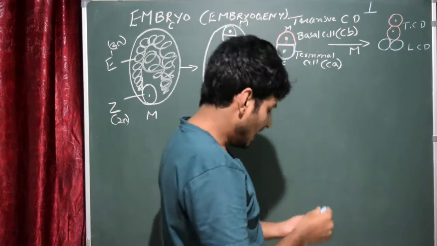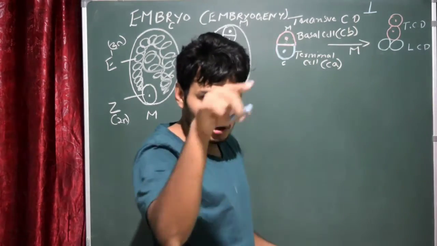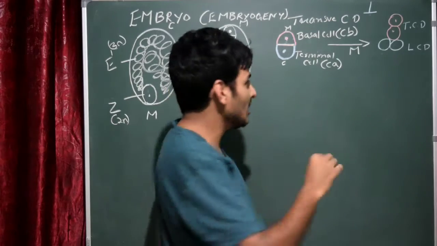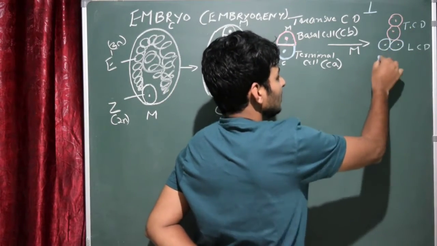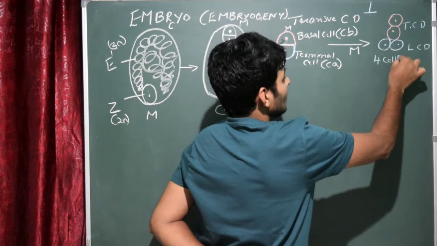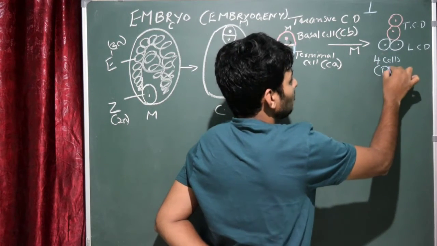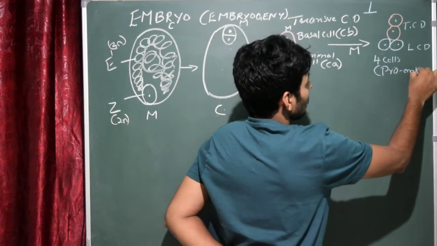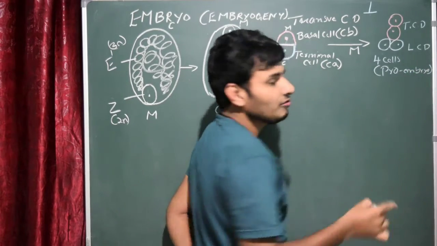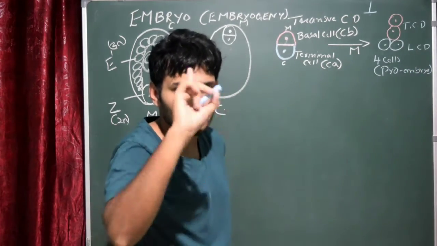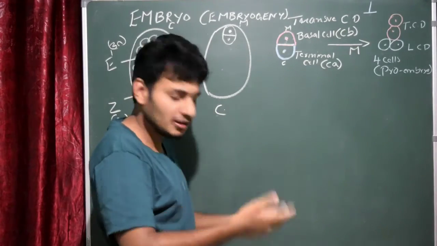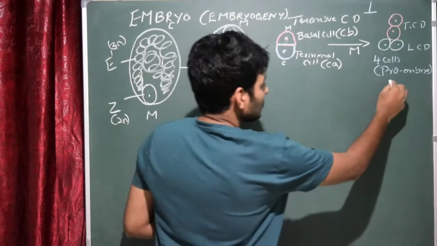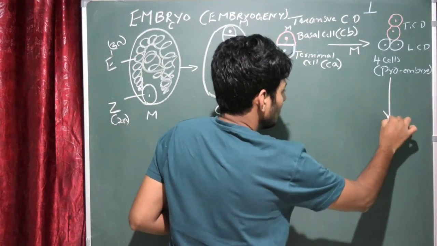Just remember it, and as a result you see this inverted T-shaped embryo, and this embryo contains 4 cells. 1, 2, 3, 4, correct? 4 cells are there. I'll just write 4 cells, and this embryo is called the pro-embryo. Remember this is the first stage of embryo formation, the pro-embryo, the first embryo. And the process will not stop here, it continues further. Let us see how. I'm just going to draw the arrow mark here.